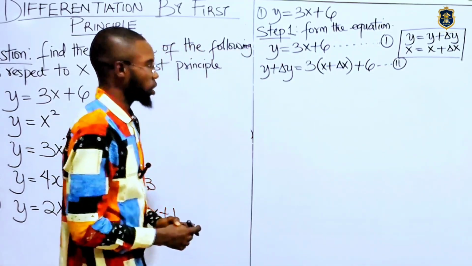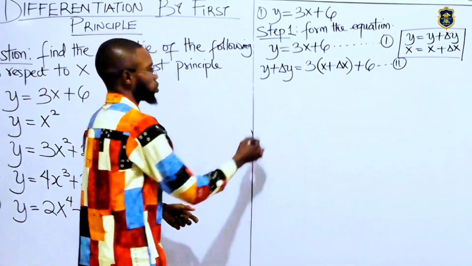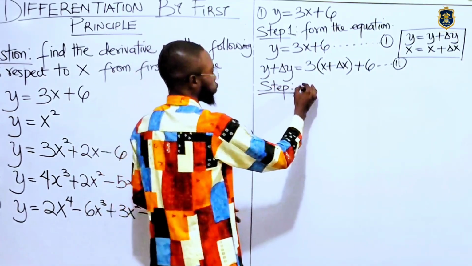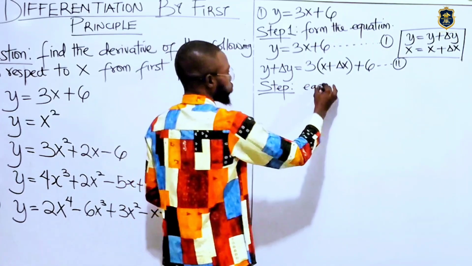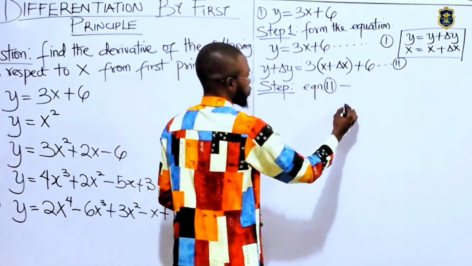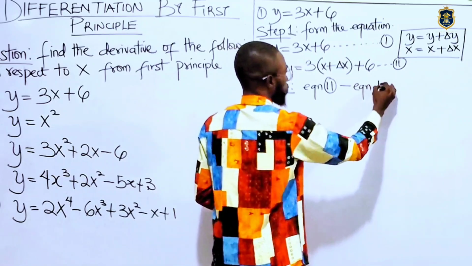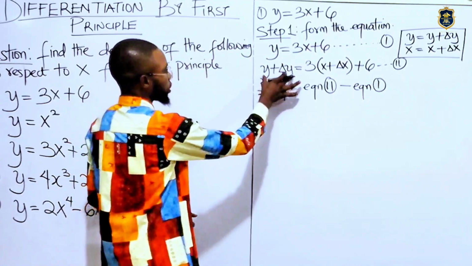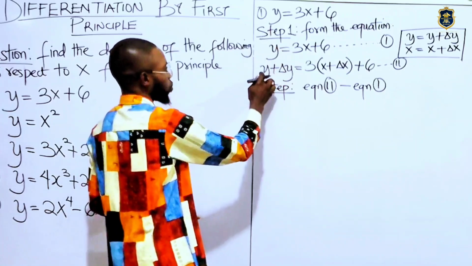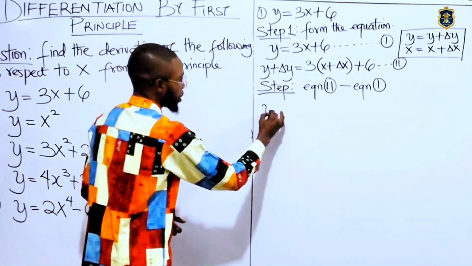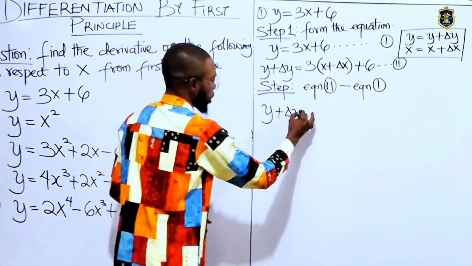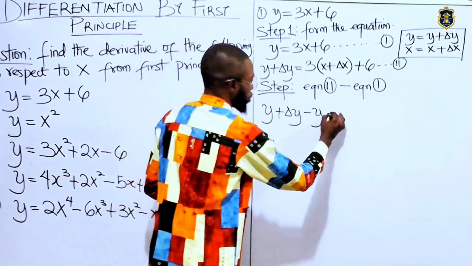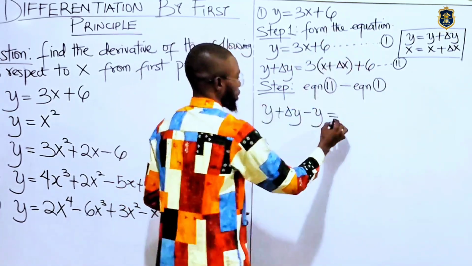So what next now? Step 2, so we subtract. Step 2 is to say our equation 2 minus our equation 1. That's the step 2 now. This is equation 2 minus equation 1. That's y plus delta y minus this. So we'll come and say y plus delta y minus y is equal to this one minus this.